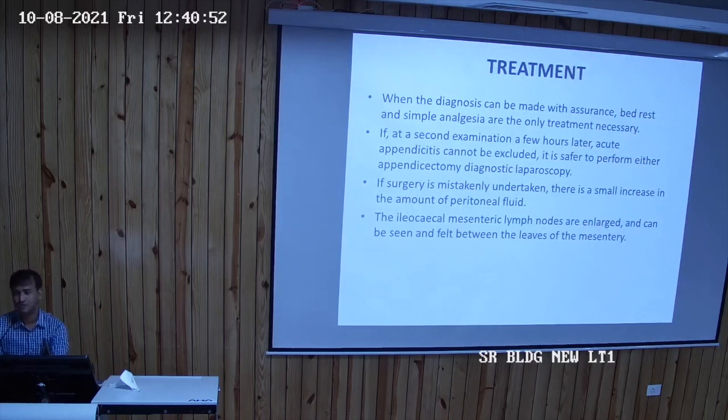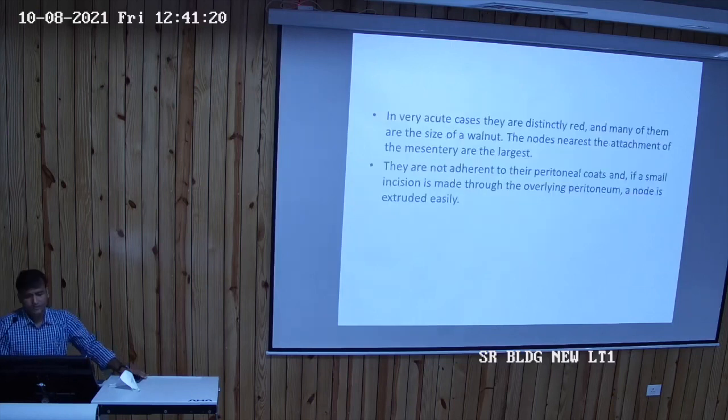As I have just told you, a common differential diagnosis of lymphadenitis is appendicitis. It should be excluded properly. If we are not able to exclude appendicitis, or the patient still has pain and tenderness, then go for appendectomy or diagnostic laparoscopy. If the appendix is inflamed, then remove the appendix. In very acute cases, you may find a red-colored, walnut-size lymph node.